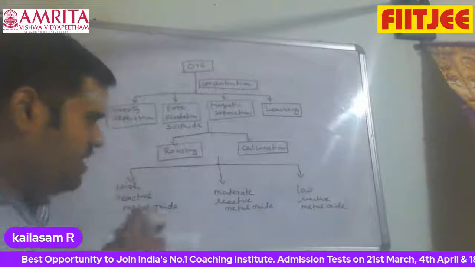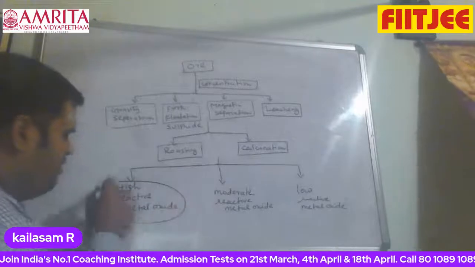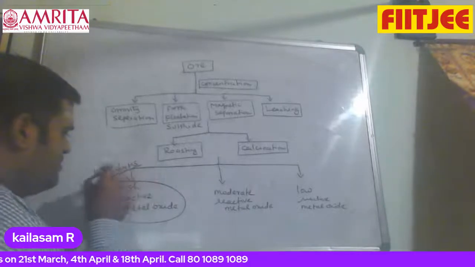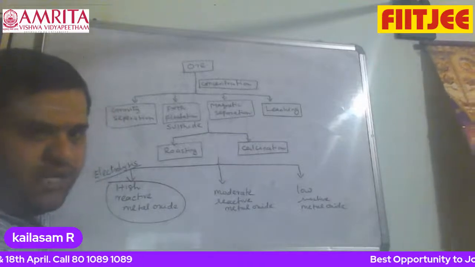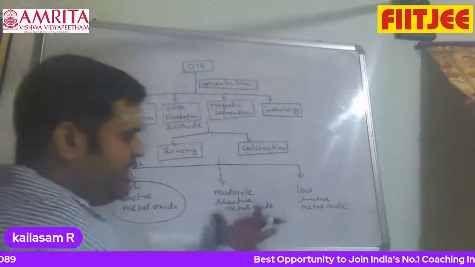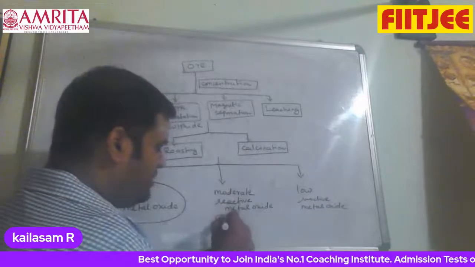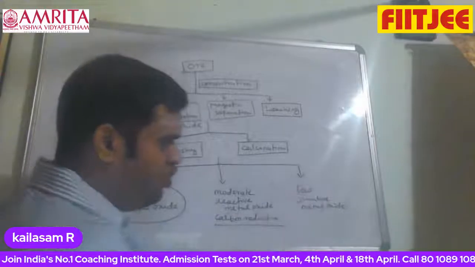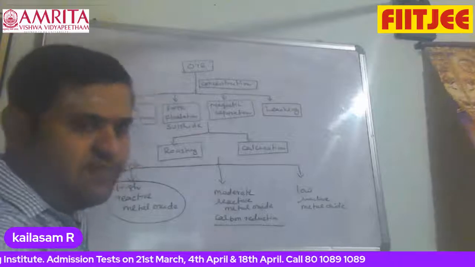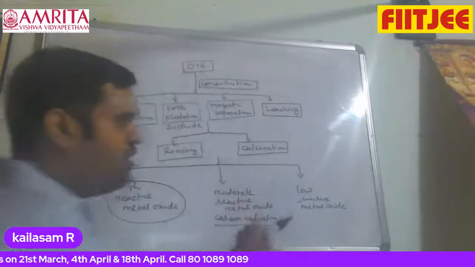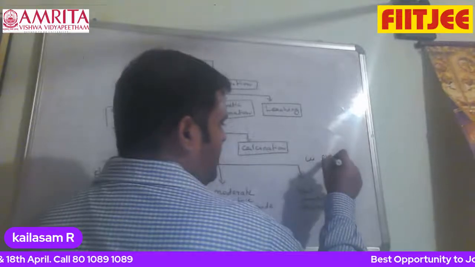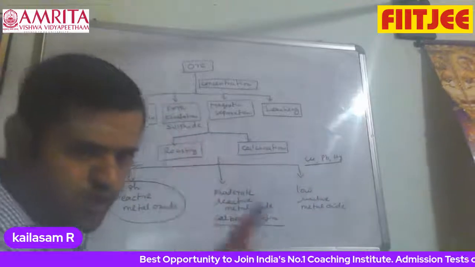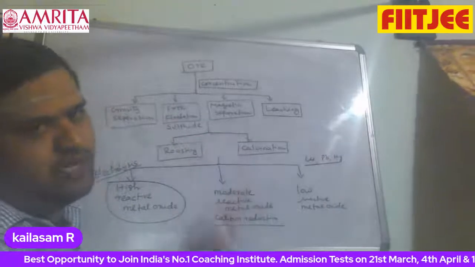Okay, fine. And one more thing, for high reactive metal oxide, they may go for the electrolysis process. For moderate reactive metal oxide, they may go for the carbon reduction. For the low reactive metal oxide, they may go for gentle heating, or the sulfide ore of copper, lead, and mercury undergoes self reduction, which gives the corresponding metal.